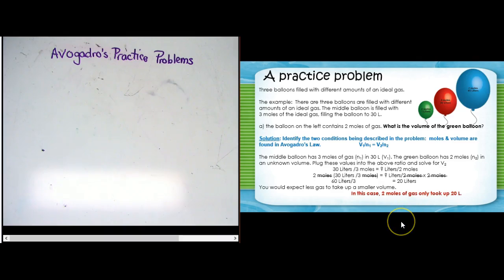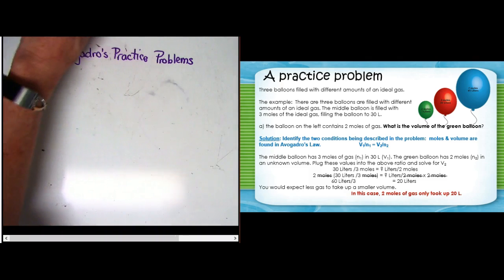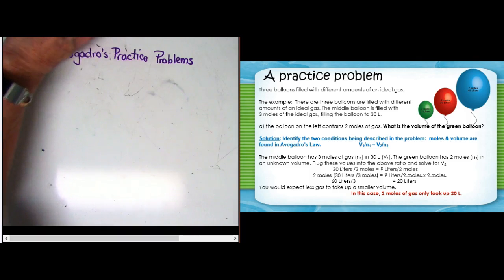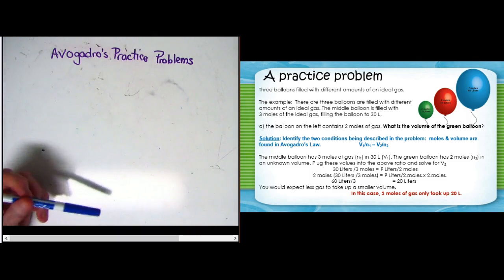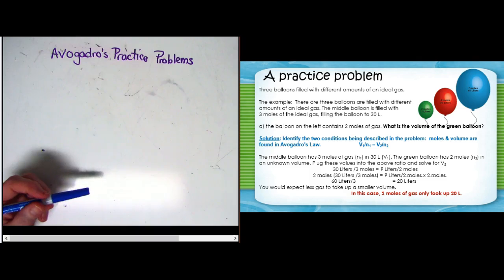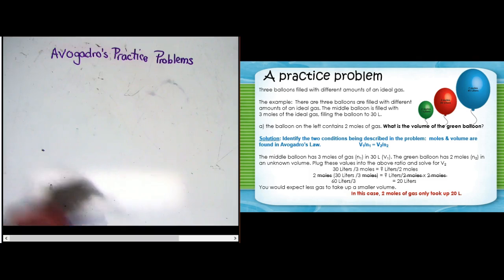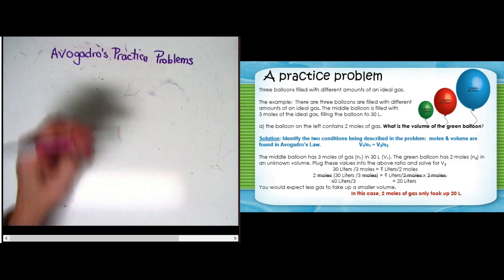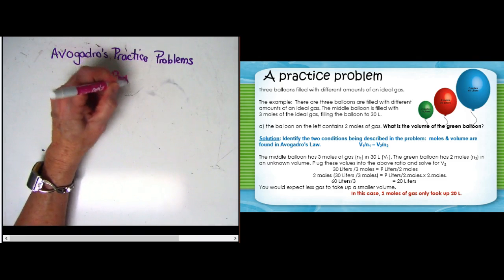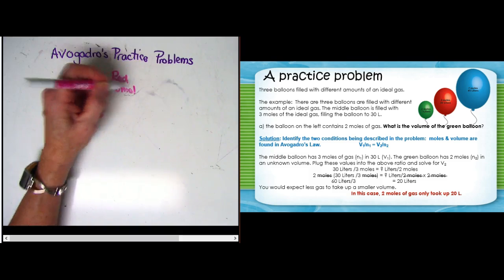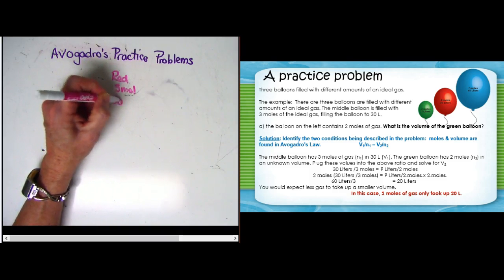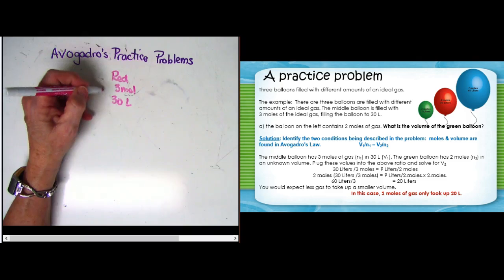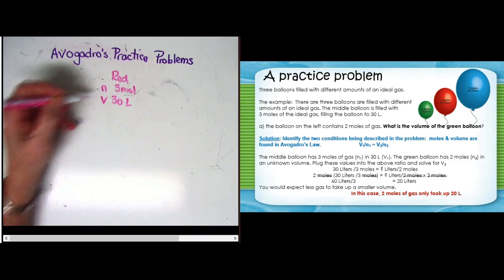All right, so I've got a couple practice problems. I'm just going to read through them for you, and then I'll work them over here to the left really fast. We've got 3 balloons with different amounts of gas. The middle one, we understand the red one has 3 moles of gas, and it's 30 liters. So this would be n, and this is V.